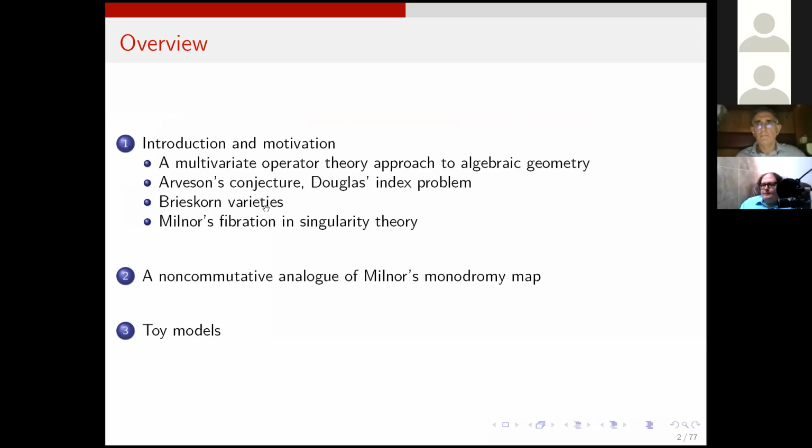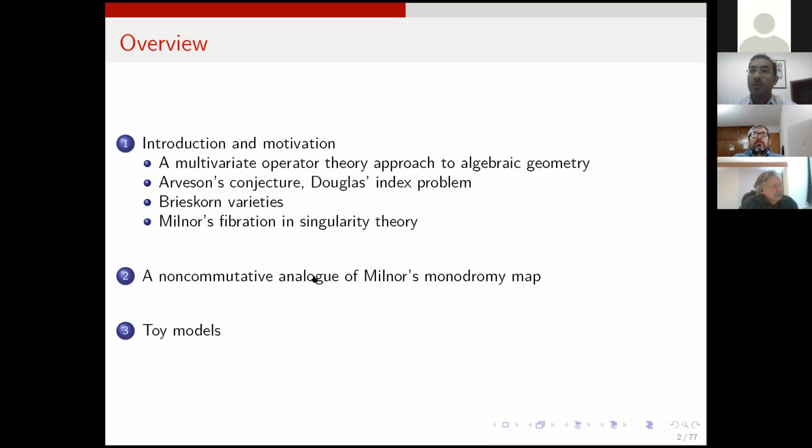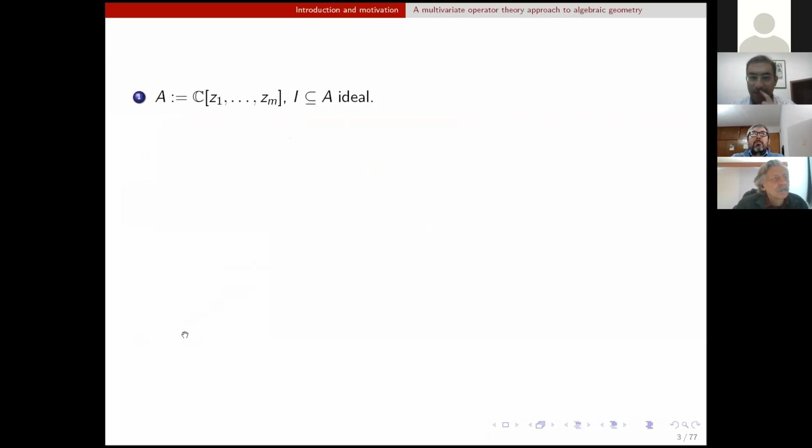non-commutative geometry. So it gives you a non-commutative analog of Milnor's monodromy map in differential topology. Okay, so I'm going to give you some motivation for the construction that I'm going to make, and then toward the end of the lecture, I am going to make some conjectures about the multivariate operator theory construction that I make, and then verify some of those conjectures in some toy models.